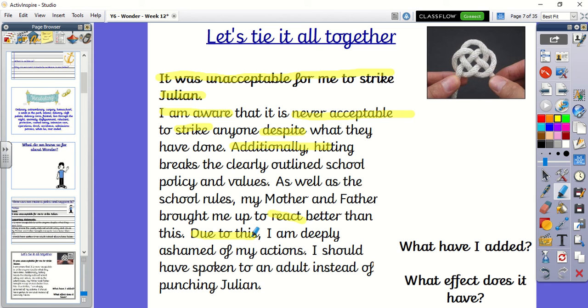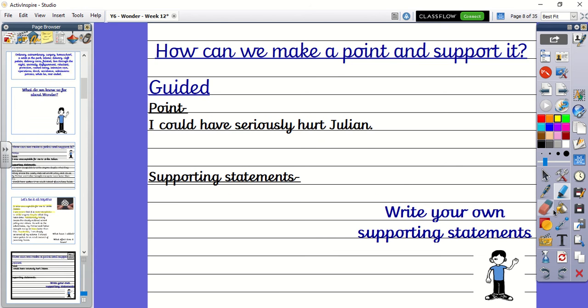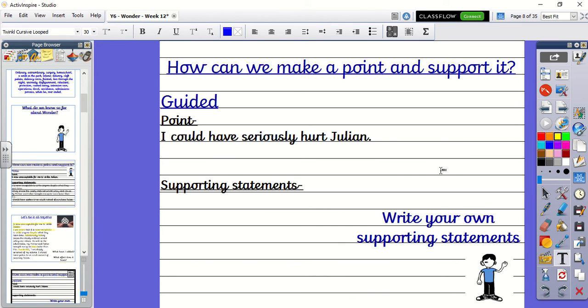So that is a fantastic, just one paragraph, or not even that, a couple of lines, just to go into more detail about that point there. So let's see what we can do today then. Okay, I could have seriously hurt Julian. So this is guided. So obviously if we were in class, we would do this together. Okay, so hopefully you have come up with some ideas of your own, but I have got 3 ideas of mine. Any more that you come up with, that is brilliant, and please send them in to me via Dojo.